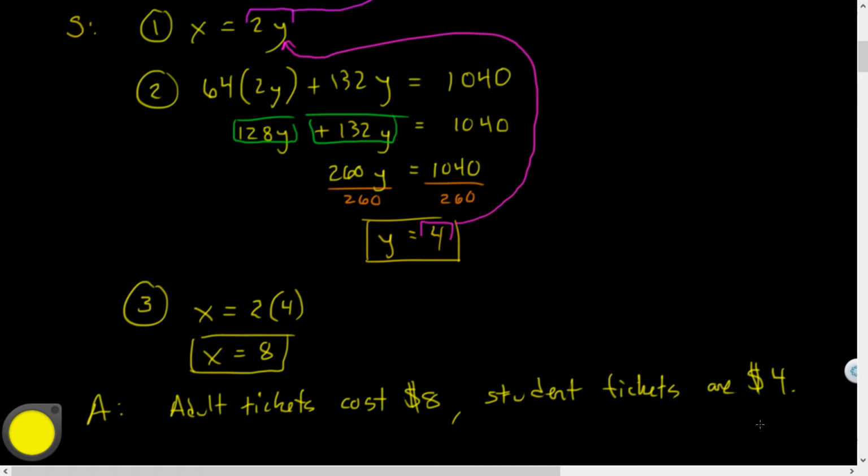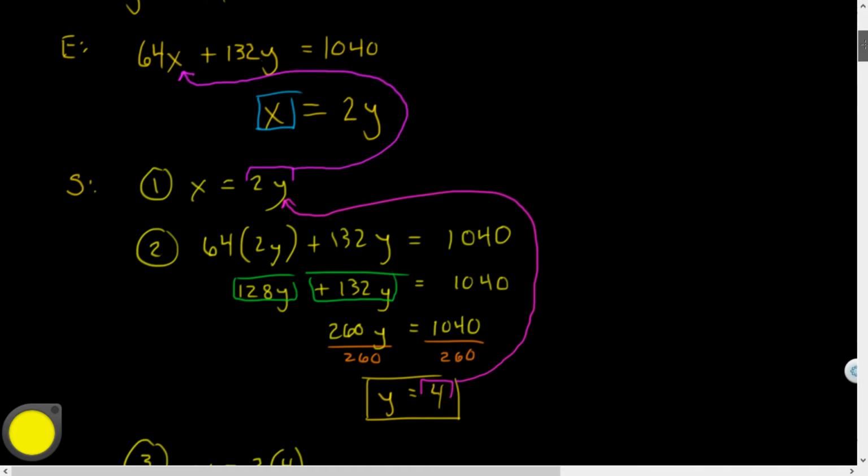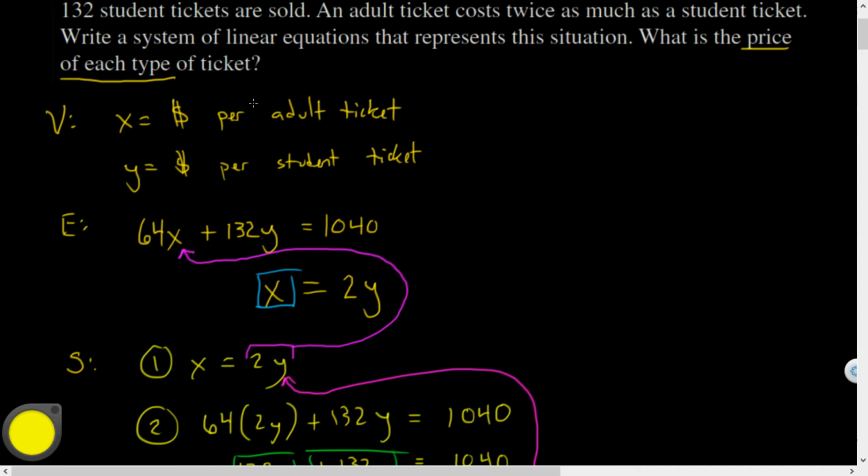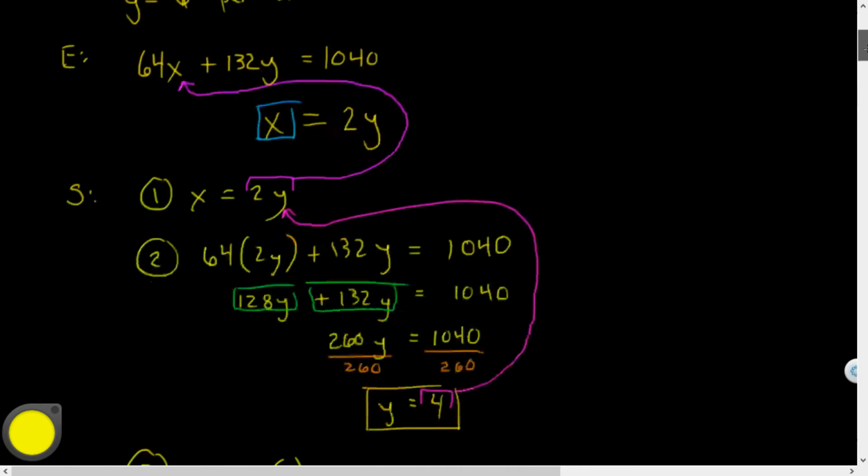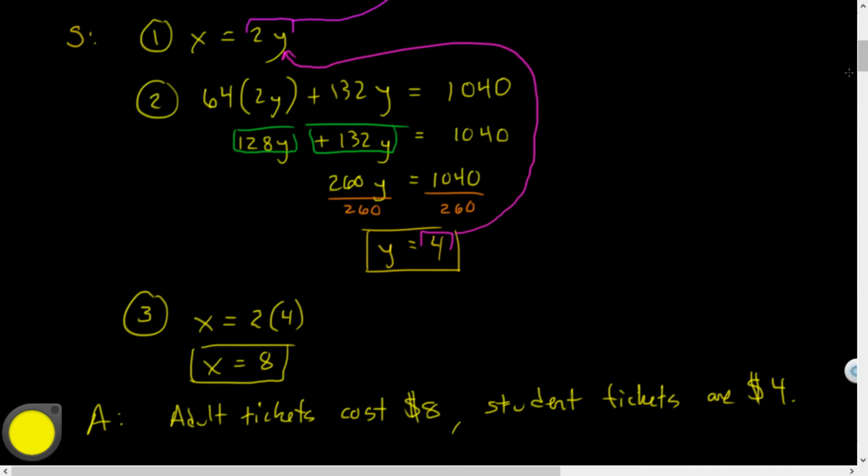All right. So when you write your answer, you're literally just saying 8 equals x. What was x equal to? And you check what your variable definition was. Oh, price per adult ticket. So $8 per adult ticket. Like it almost writes itself.